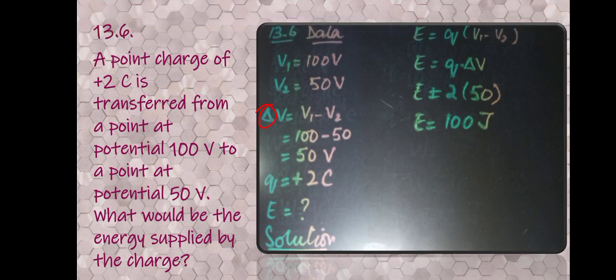Delta V equals V1 minus V2. The change will be 50 volts. Q is 2 coulombs. Energy is required. Q into delta V will give you 100 joules. So whenever this charge moves between the points of 100 to 50 volts, it will supply an energy of 100 joules.